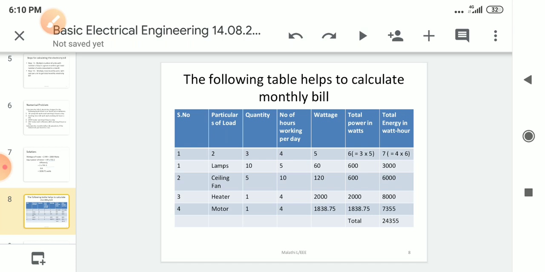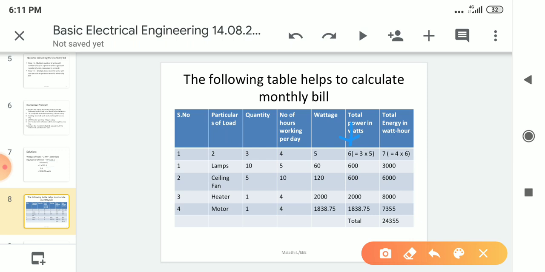Next, we have to multiply this wattage by quantity, then only we will get the total power. Here see, this is column number 6. Column 6 gives the product of columns 3 and 5. Here 60 watts into 10 lamps gives 600 watts. 120 into 5 fans gives 600 watts. Here 2000 into 1 is 2000. 1838 into 1.